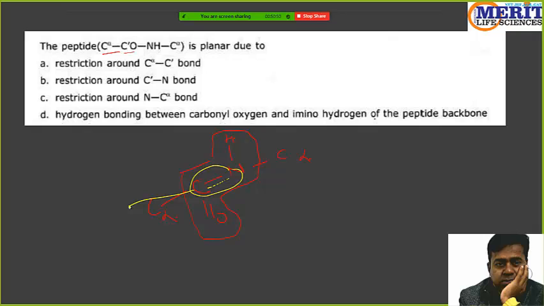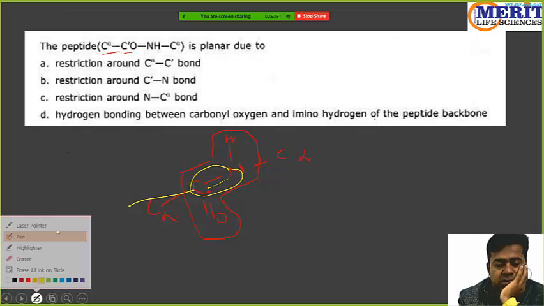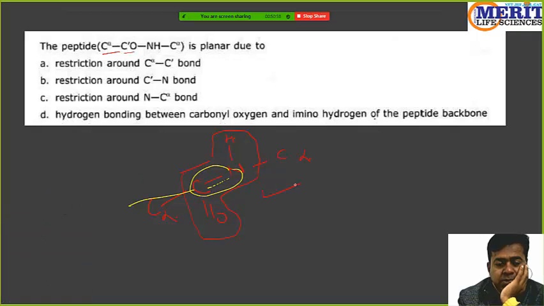They can change the option, they can change the wording anytime, but the question may be the same, and your concept should be clear. Okay, why are they restricted around the CN bond, why are they not restricted around the CO bond, why are they not talking about the NH bond, or the NC alpha bond?